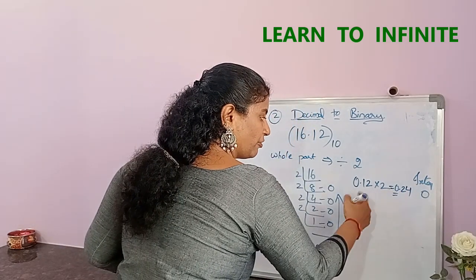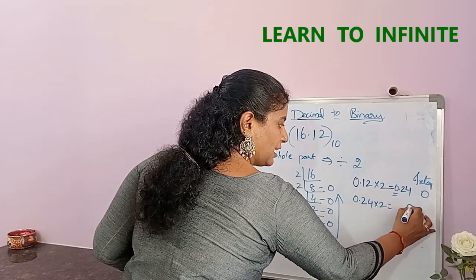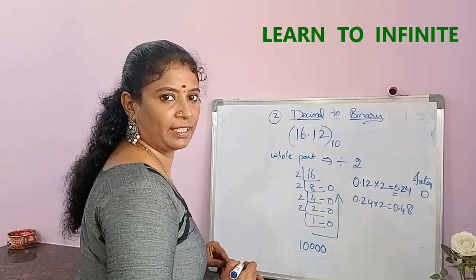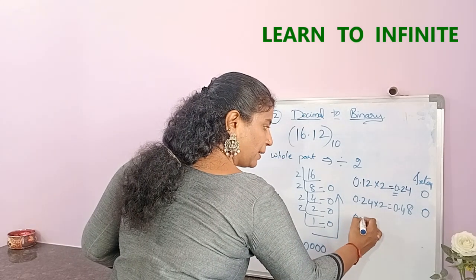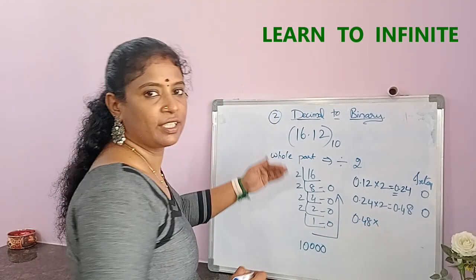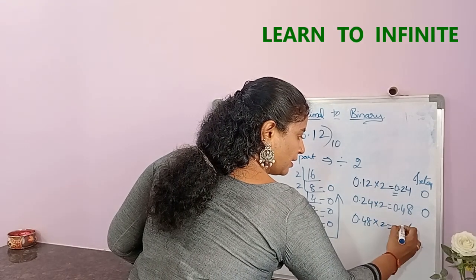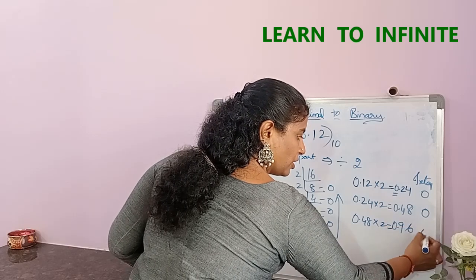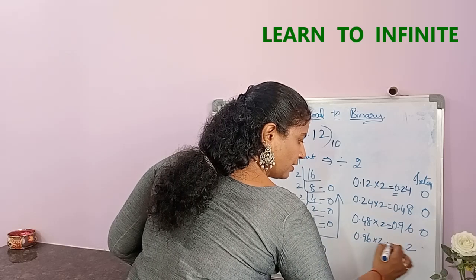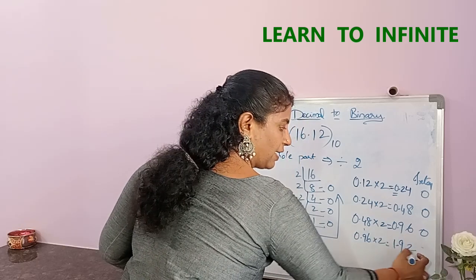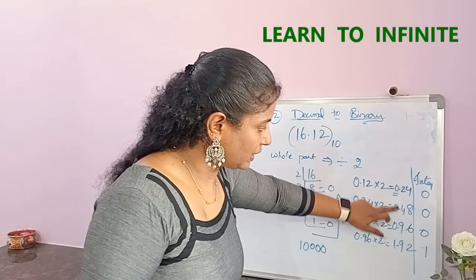Right? Now again take down the fractional part, 0.24. Again multiply by 2, you will get 0.48. So again the integral part is going to be 0. Now taking the fractional part and multiplying by 2, you can multiply till 4 digits or 3 digits. So you will get 0.96, with integral part 0. Again 0.96 into 2 is 1.92. So what is the integral part? Your integral part is 1. Clear?